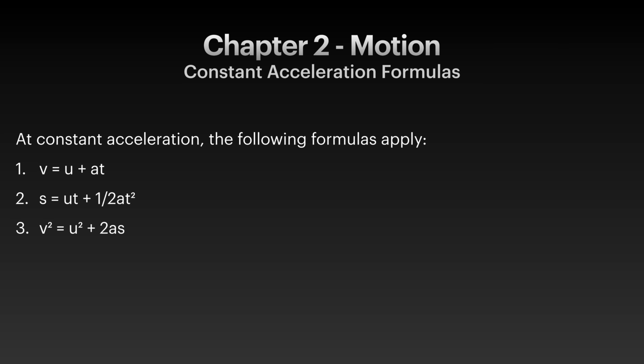When acceleration is constant, we have three special equations. v equals u plus at, s equals ut plus half at squared, and v squared equals u squared plus 2as. Here v is the final velocity, u the initial velocity, a the acceleration, s the distance traveled, and t the time. These equations come up often, so it's worth memorizing them.